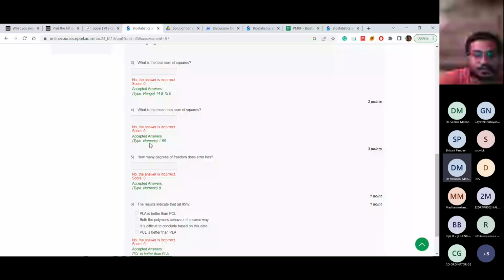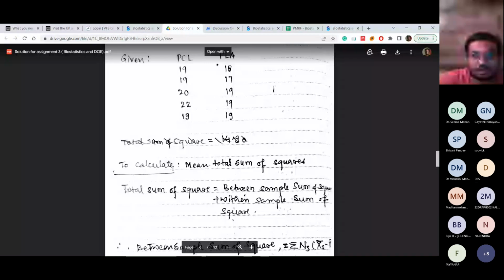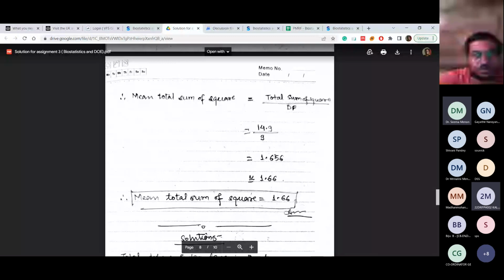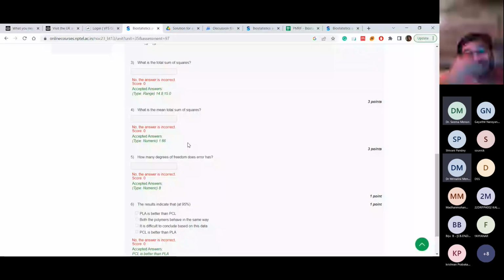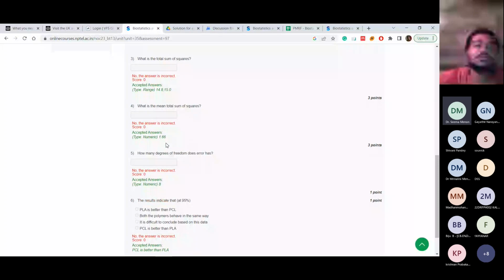Same thing happened to me. The same thing happened to me also, sir, because we are losing the whole 3 points because of the mismatch in rounding. We got 1.655, but it was marked wrong, and the answer was 1.66. So how can it make a difference? And there was no instruction given to round it to 2 decimals.